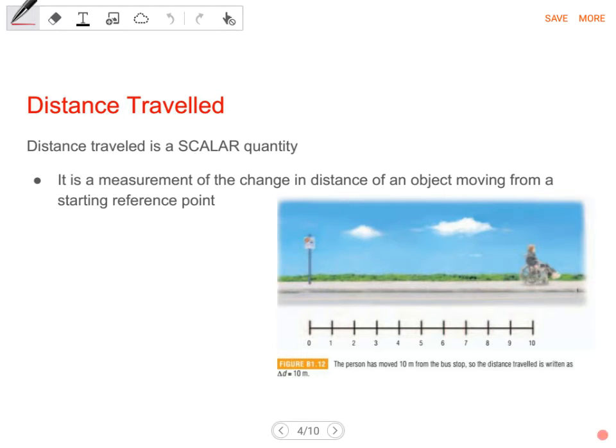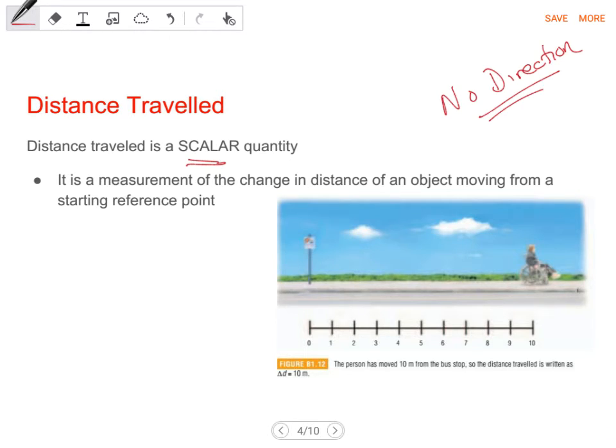All right, so one quick review here. Again, I just think it's so important that we talk about distance one more time. Distance is a scalar because it does not have a direction. It has no direction. And it simply is how far have you moved from a reference point.